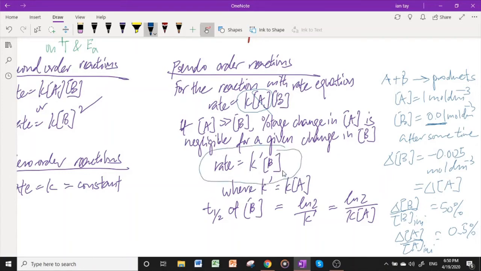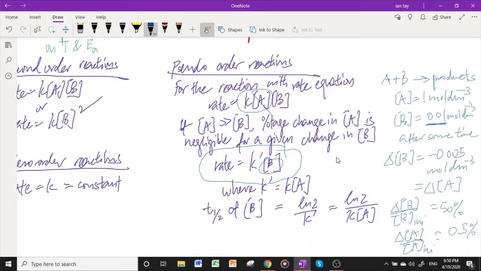So I can say that the rate is proportional to the concentration of B raised to the power of 1, and that the half-life of B, which is the time taken for the concentration of B to fall to a half, will be equal to a constant, namely ln 2 over the new rate constant k prime, equals ln 2 over k times the concentration of A. So it is a constant throughout the course of one experiment run, but yet somewhat it also isn't a constant, because if I change the concentration of A in a separate experiment run, then the half-life will also change.